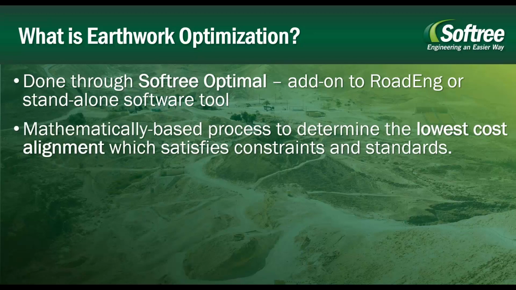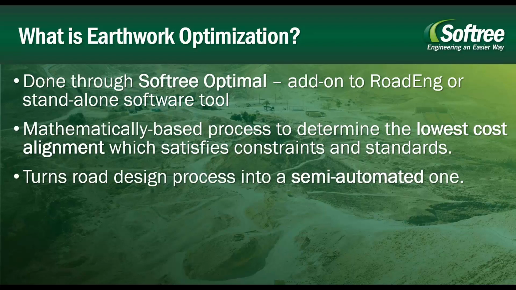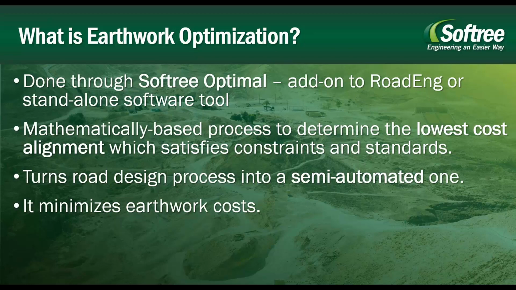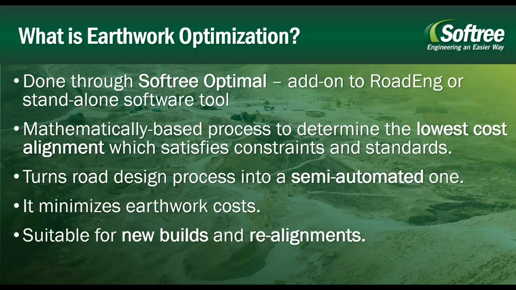The process itself is mathematically based, and it helps you to determine the lowest cost alignment, which satisfies your constraints and standards. These could be K-value, min-max grade, a whole bunch of different options. So it will look to mathematically minimize those earthworks and deliver the lowest cost alignment. It's turning road design into a semi-automated process. As Matt's going to show you, there are still a few things that you as a user need to do to get it set up, but then there is definitely a button you just get to press and it runs for you to minimize those earthwork costs.